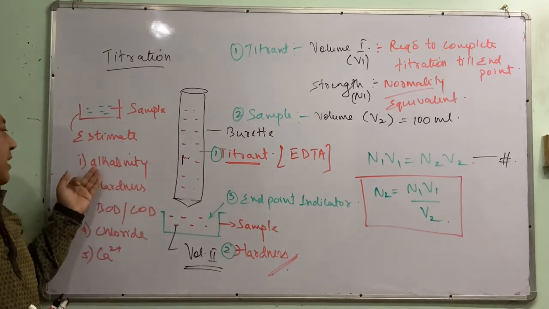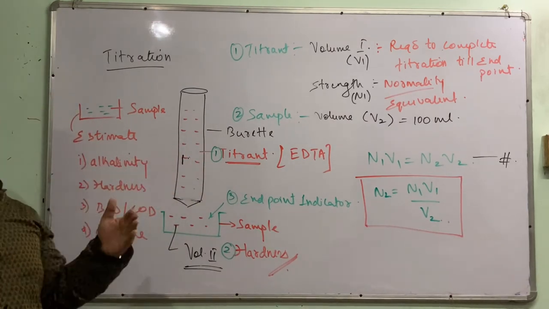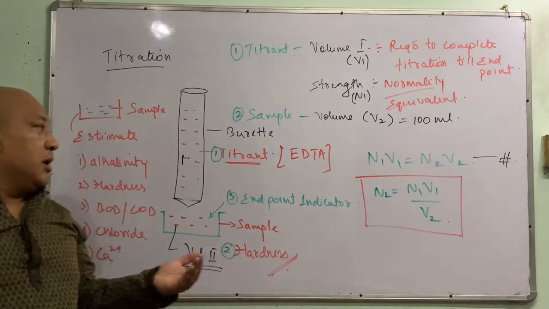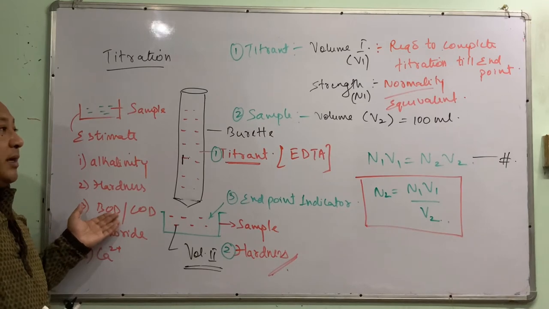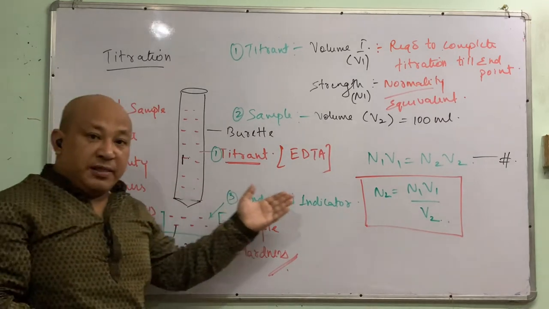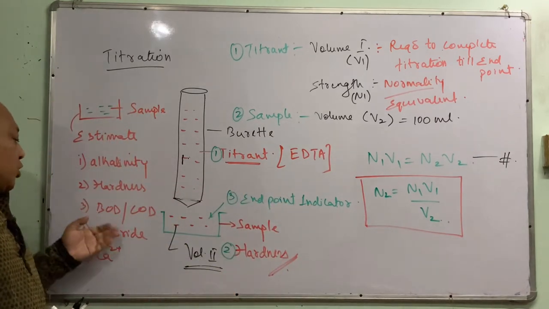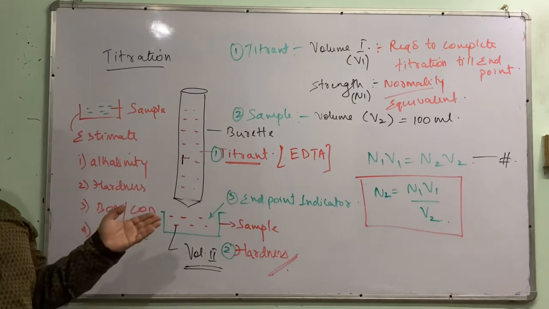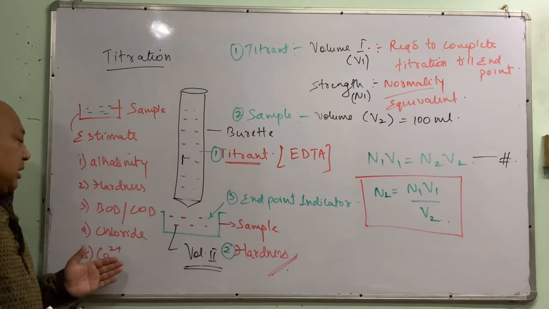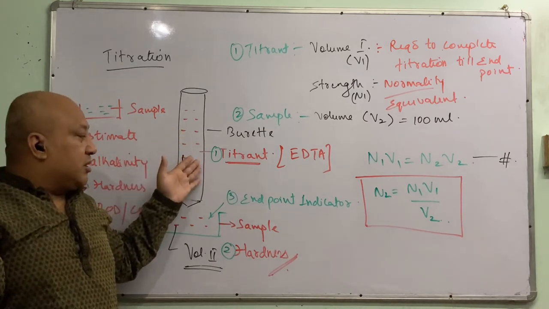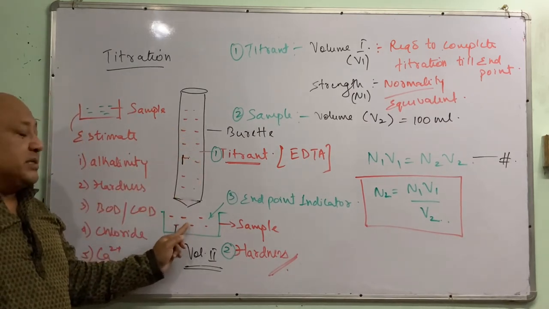If you want to find alkalinity, you have to use sulfuric acid. If you want to find BOD, you have to use sodium thiosulfate. If you want to find chloride, then you have to do titration with silver nitrate. So based on different titrants, you can estimate the chemical present over here.